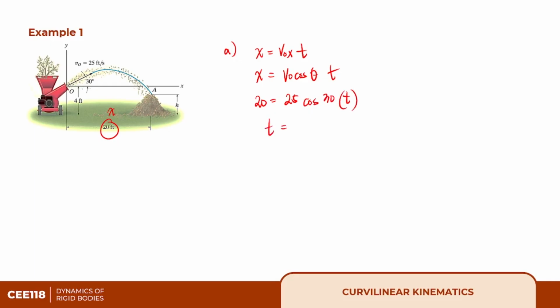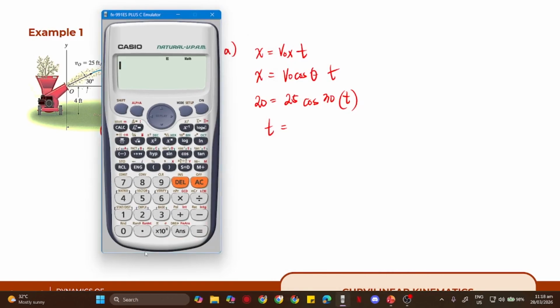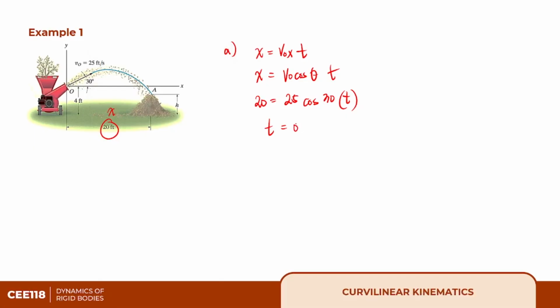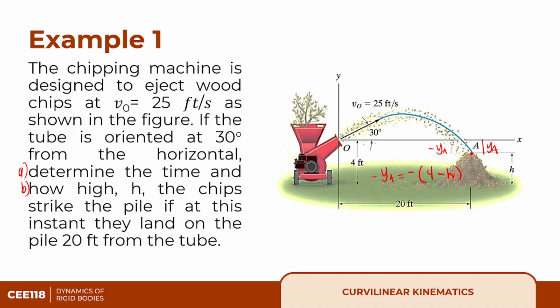Time therefore is equivalent to 20 over 25 cosine 30, which is 0.9237 seconds, or 0.938 seconds. That is our answer for letter A, number 1. That is the time. Now, next would be the value of H.